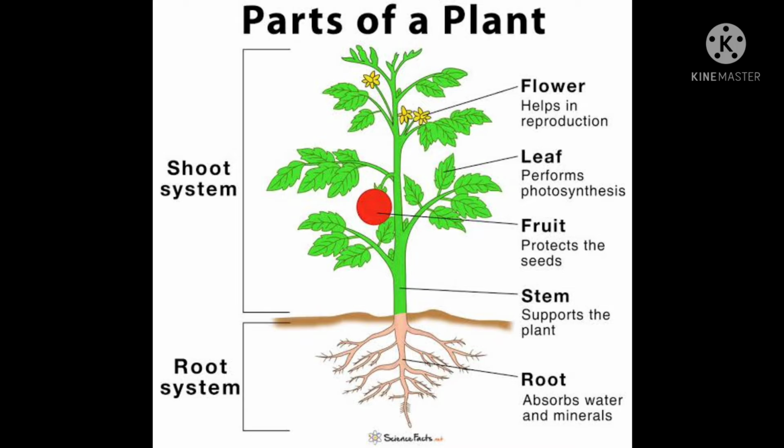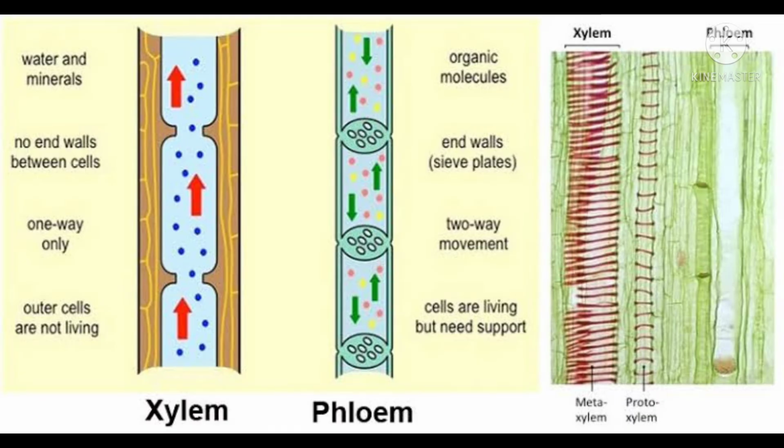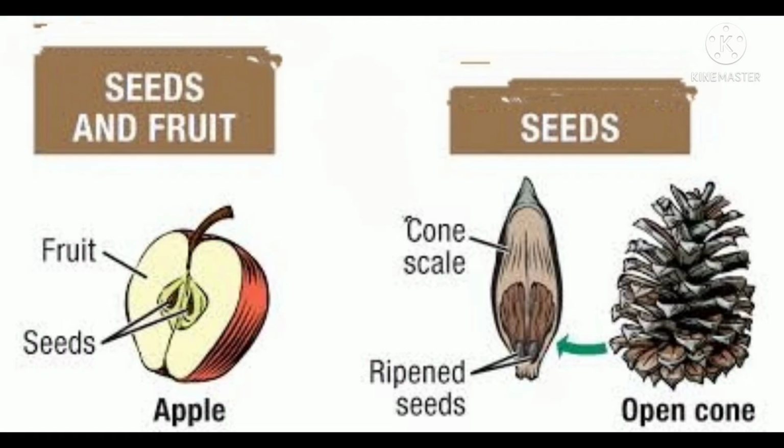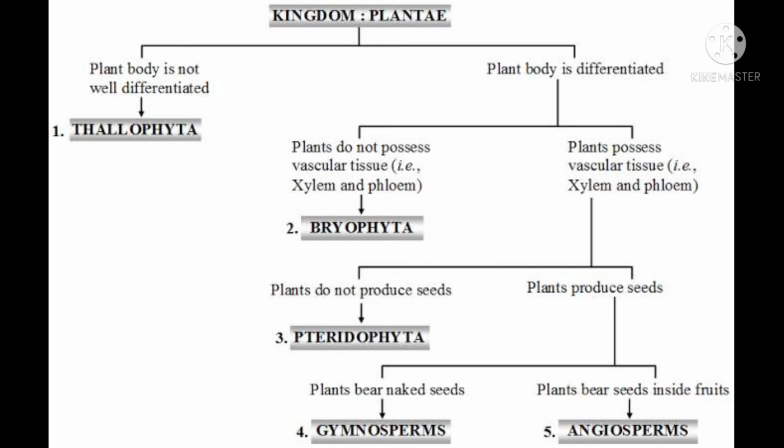The first level of classification among plants depends on whether the plant body has well differentiated, distinct parts. The next level of classification is based on whether the differentiated plant body has special tissues for transportation of water and food. And further classification looks at the ability to bear seeds, and if the seeds are present, whether they are naked or enclosed within fruits. Under the kingdom Plantae, there are divisions such as Thallophyta, Bryophyta, Pteridophyta, Gymnosperm and Angiosperm.